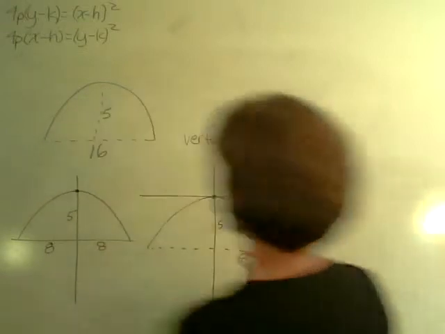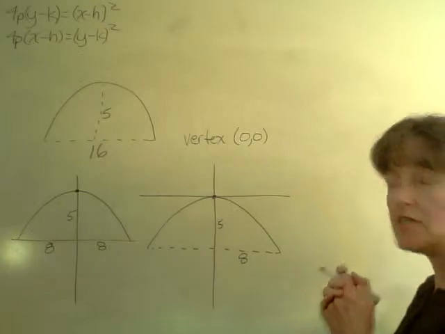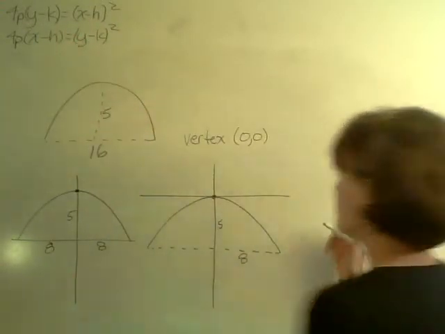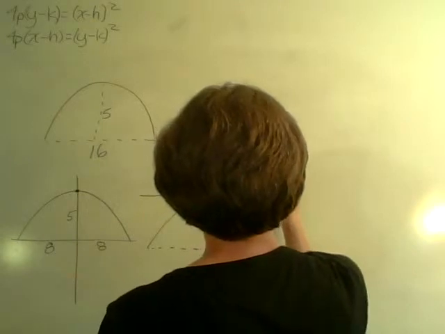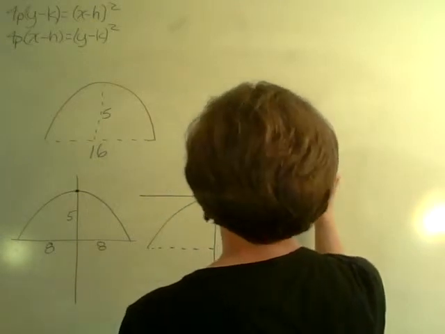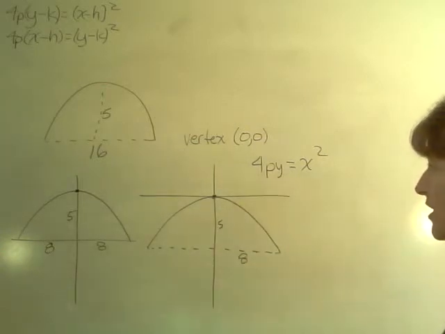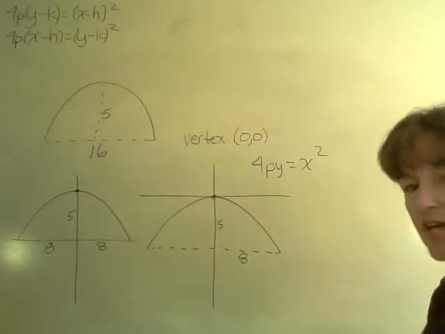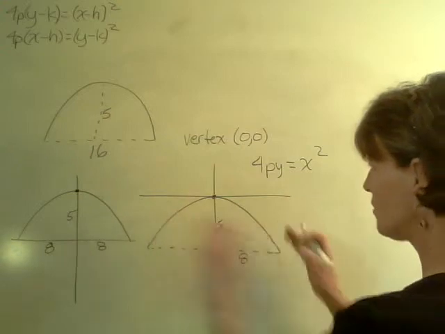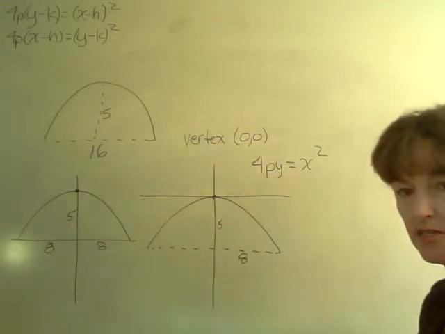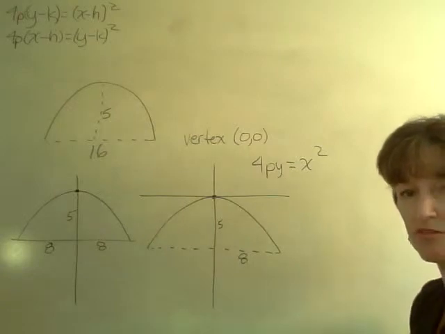That means that my equation is going to look like the top equation, but my (h, k) is (0, 0). So I'm going to have 4py equals x squared. All I have to do is find p. It just so happens that I know a point on my parabola that I can put in for x, y, and solve for p. And p then tells me where my focus is.